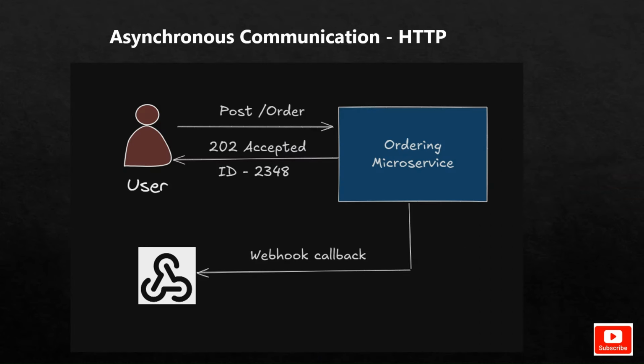Let's see how asynchronous communication happens via the HTTP protocol. The user places an order to the ordering microservice. So in place of returning a 200 response code, we can send a 202 Accepted status code to the user. That means the order is accepted, and instead of the client waiting, we just send some kind of identifier to the front end saying the order is accepted and the rest of the processing will go on in the background. A webhook callback can also be used, where the ordering microservice will call a specific URL that was provided when the order related processing is completed.